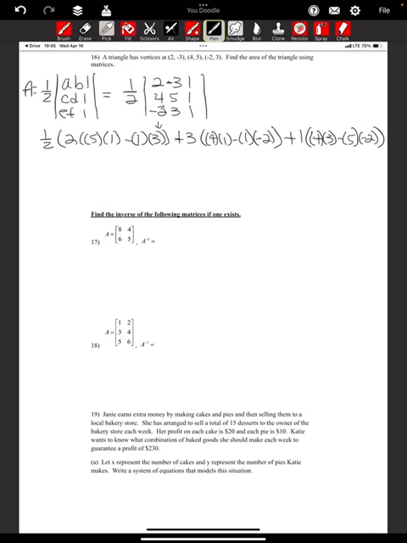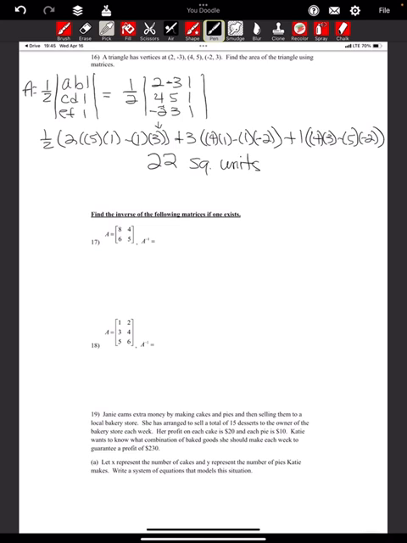All right? So from there, you can put all this in Desmos. For the sake of time, I'm not going to work it out. But you can put all this in Desmos, and you should wind up with 22 square units. All right, and that's our answer.